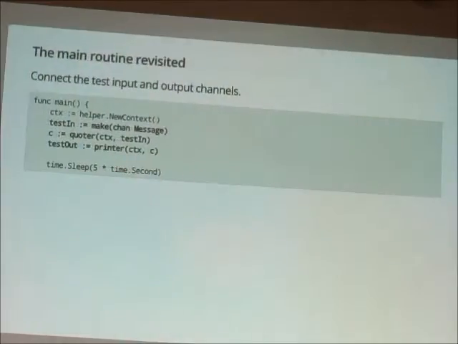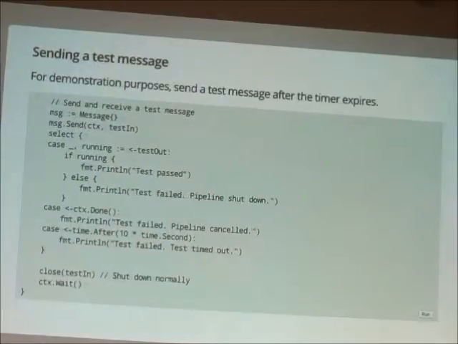And then back to the main routine, rather than just calling it an input channel, I now call it a test input channel, then we have a test output channel. And we're passing the test into the quoter and getting the test out of the printer stage. And just to show how this all works, instead of shutting down after sleeping, we now send a test message.